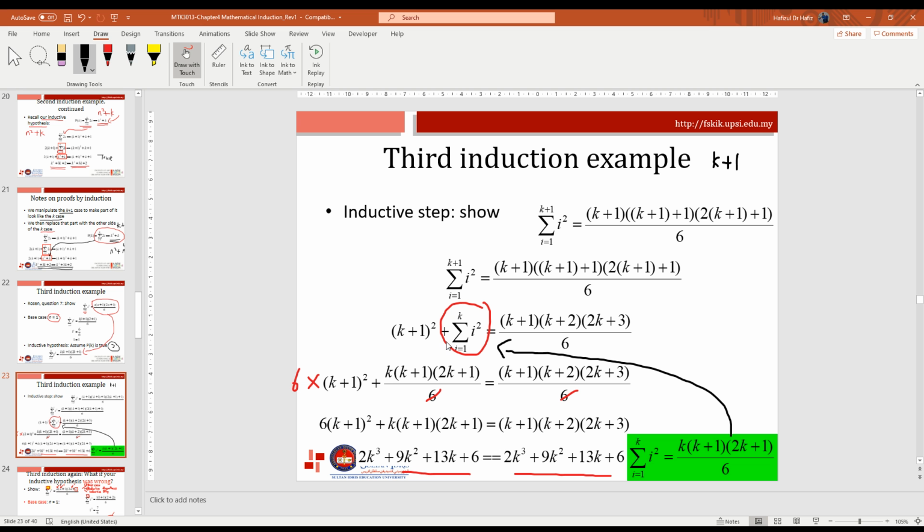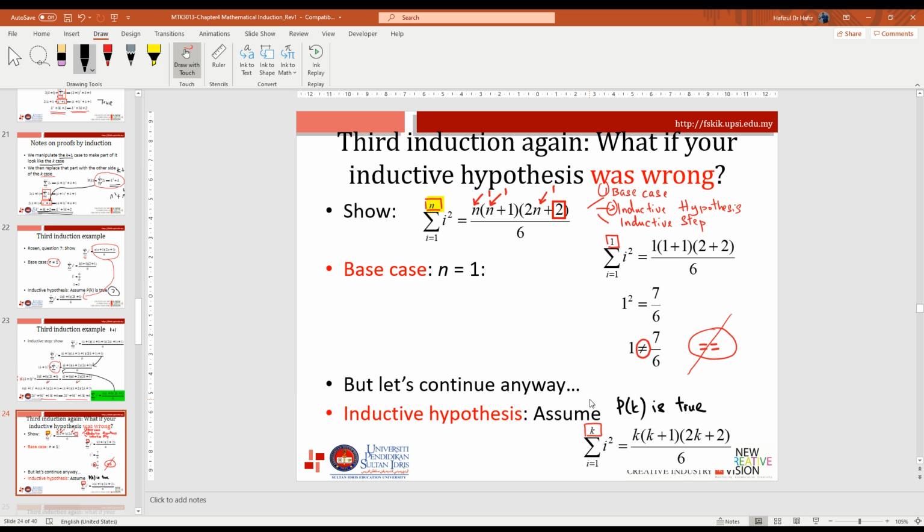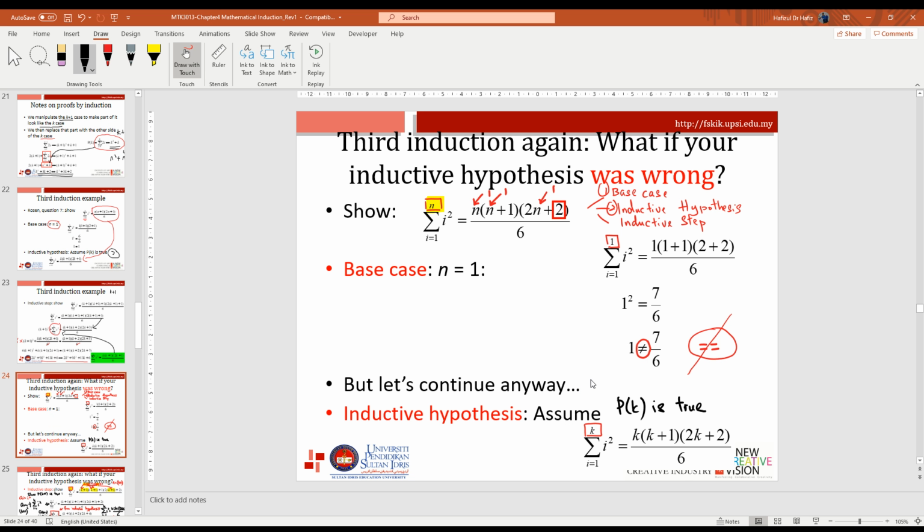Okay, so k plus 1 power of 2 plus total sum of i equivalent to 1 to k of i power of 2 is equivalent to k, k plus 1, 2k plus 1, plus k plus 1 power of 2, and then k plus 1, k plus 2, and then 2k plus 3 divided by 6, and then this one is equivalent to k plus 1 to k plus 1. So finally we got the same. Okay, another, the third induction again.